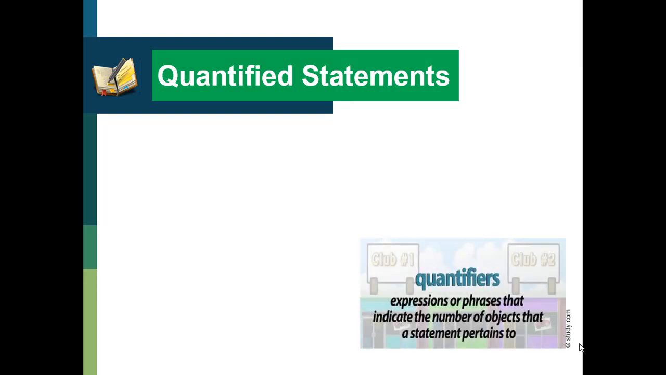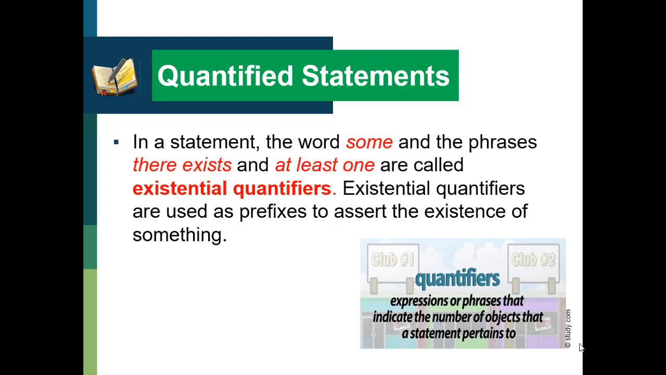Alright. We will proceed with the next topic, quantified statements. What are quantifiers? These are expressions or phrases that indicate the number of objects that a statement pertains to. Of course, this pertains to quantity. That's why the number of objects. Now, in a statement, the word some and the phrases there exist and at least one are called existential quantifiers. Why existential? Because they are used as prefixes to assert the existence of something.